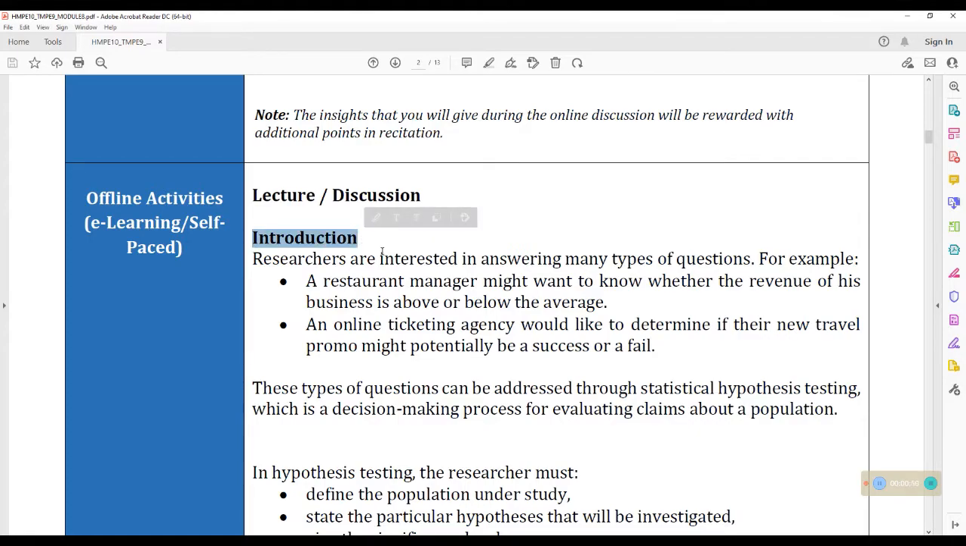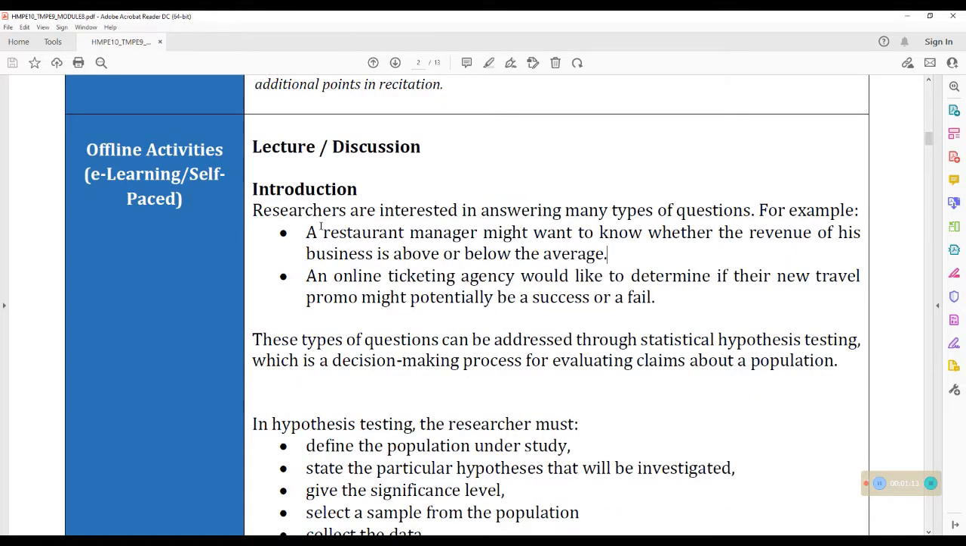Researchers are interested in answering many types of questions. So yung ibang questions, hindi siya kayang sagutin lang solely by our knowledge in descriptive statistics, like how to get the center or how to get the measure of dispersion. Minsan, kailangan natin gumamit ng inferential statistics. So we have to hypothesize and test our assumptions.